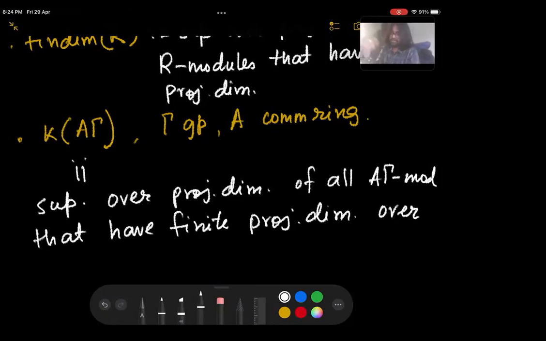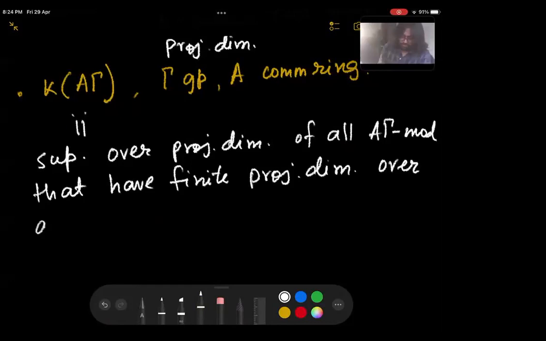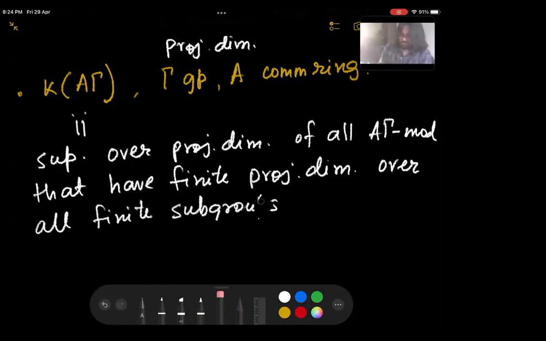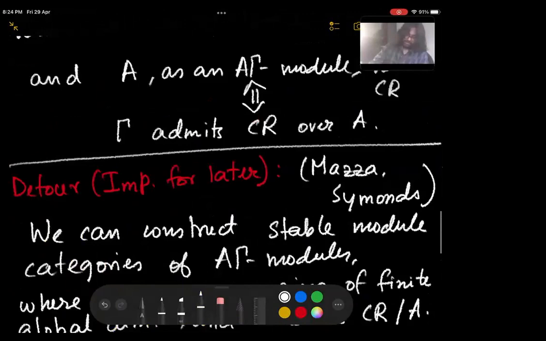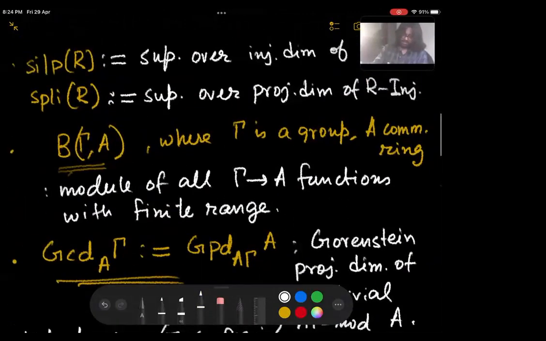So you take an A gamma module M, you can think of your M as an AG module, let's say, where G is a subgroup. So now let's say G is a finite subgroup, and I'm looking at the projective dimension of M as an AG module over all finite subgroups of gamma. Right. So these are some invariants. So Findim K, and from before we have Silp, Spli, the projective dimension of this guy, and GCD.